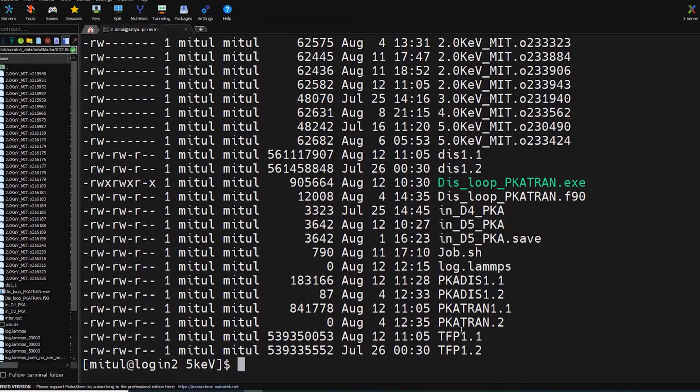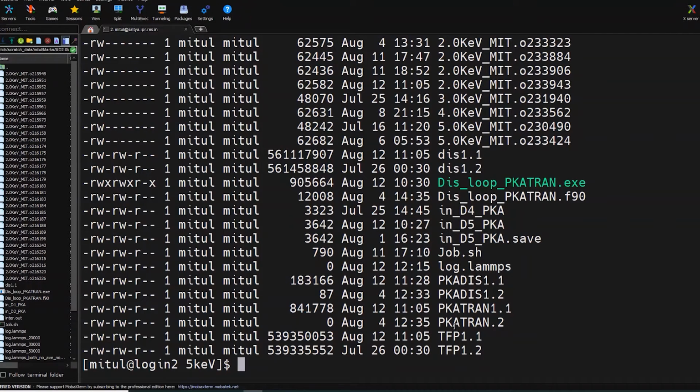But aren't these commands specific to the cluster you're using? Yeah, this is specific to the cluster. They will not work on a general Linux operating system. So I'll not go into those details.